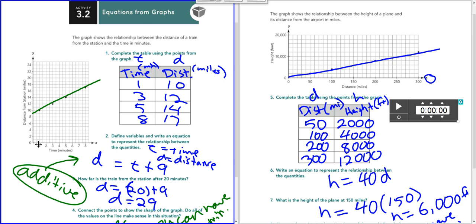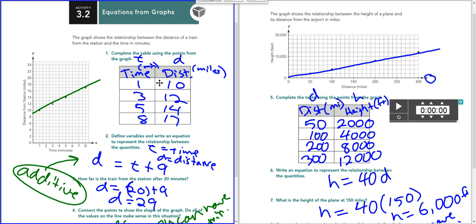So in other words, after 1 minute, it is 10 miles away. In 3 minutes, it's 12. 5 minutes, it's 14, and so on. All right, so we fill in our table. And then we find a relationship between the time and the distance.